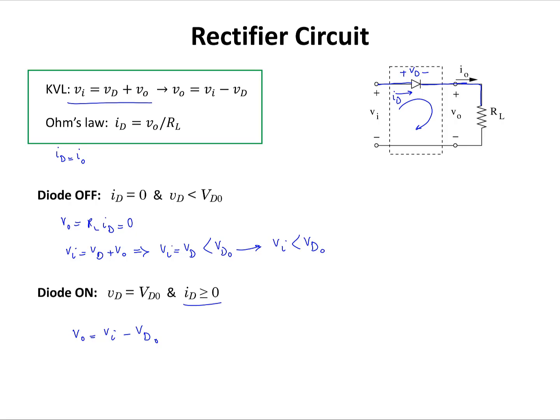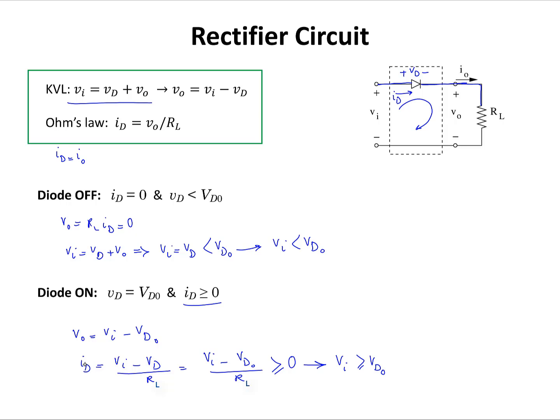I'm going to say that Id equals Vi minus Vd divided by R. Vd is equal to Vd naught, so I'm going to have Vi minus Vd naught divided by R. This quantity must be greater than or equal to 0. From there, Vi must be greater than or equal to Vd naught. So I found this condition of Vi for the diode being on, and I found the output voltage.